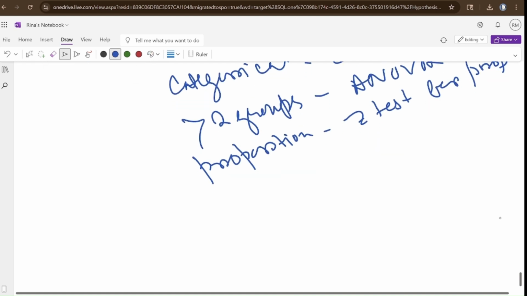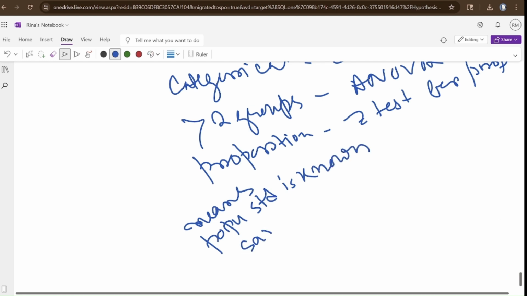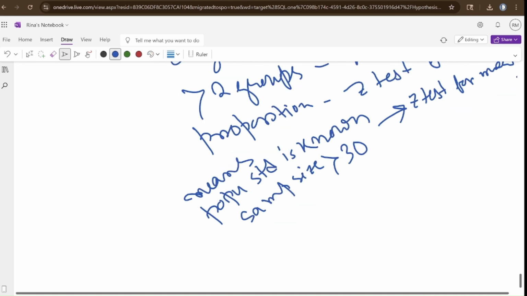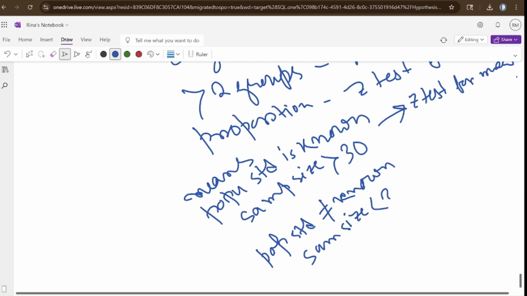But if it is for means and the population standard deviation is known and sample size is greater than 30, then you will go for Z test for means. Now, if it is means but the population standard deviation is not known and sample size is less than 30, then you will go for t-test.